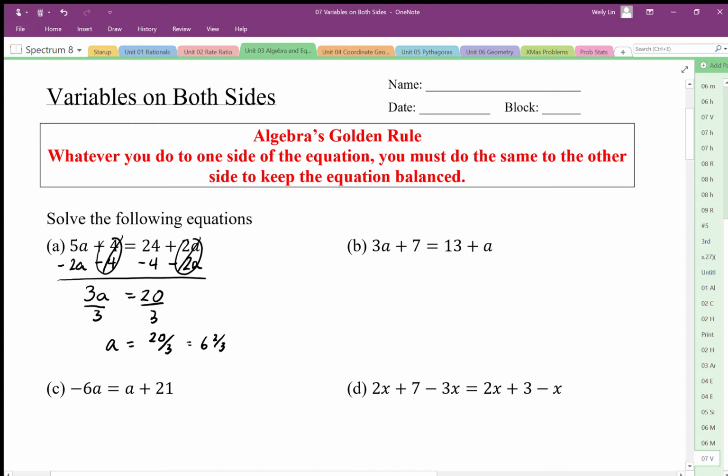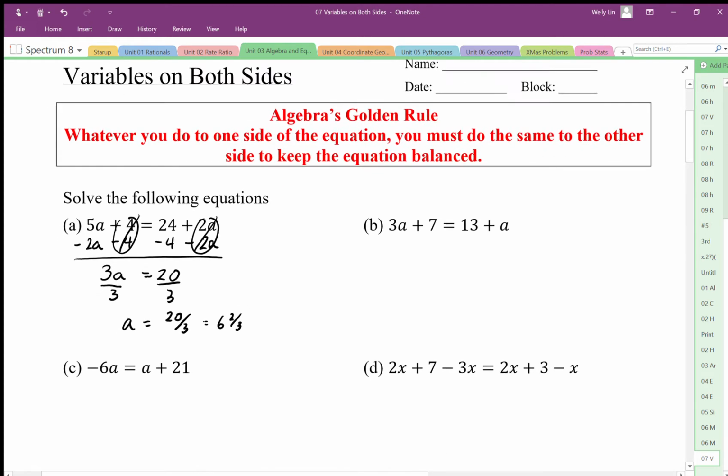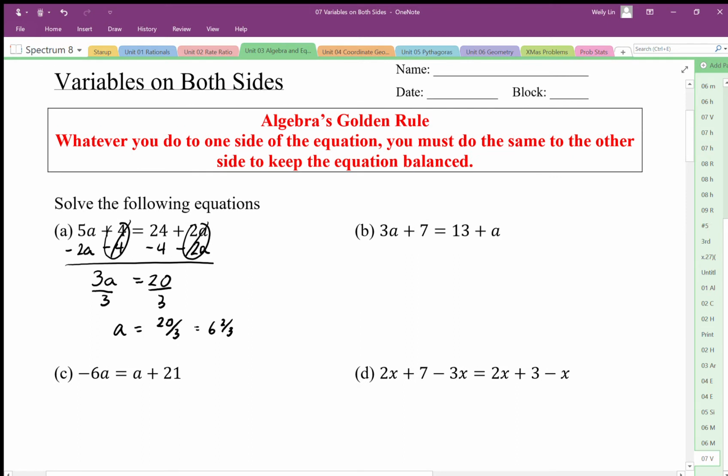So here again, the idea is we want to keep it balanced. That's the only rule we have. We just need to keep it balanced. But I want to solve for a, so I'm going to get rid of this a by using an opposite. So I'm going to get all the a's to the left-hand side. So I want to get rid of that +7 with a -7.